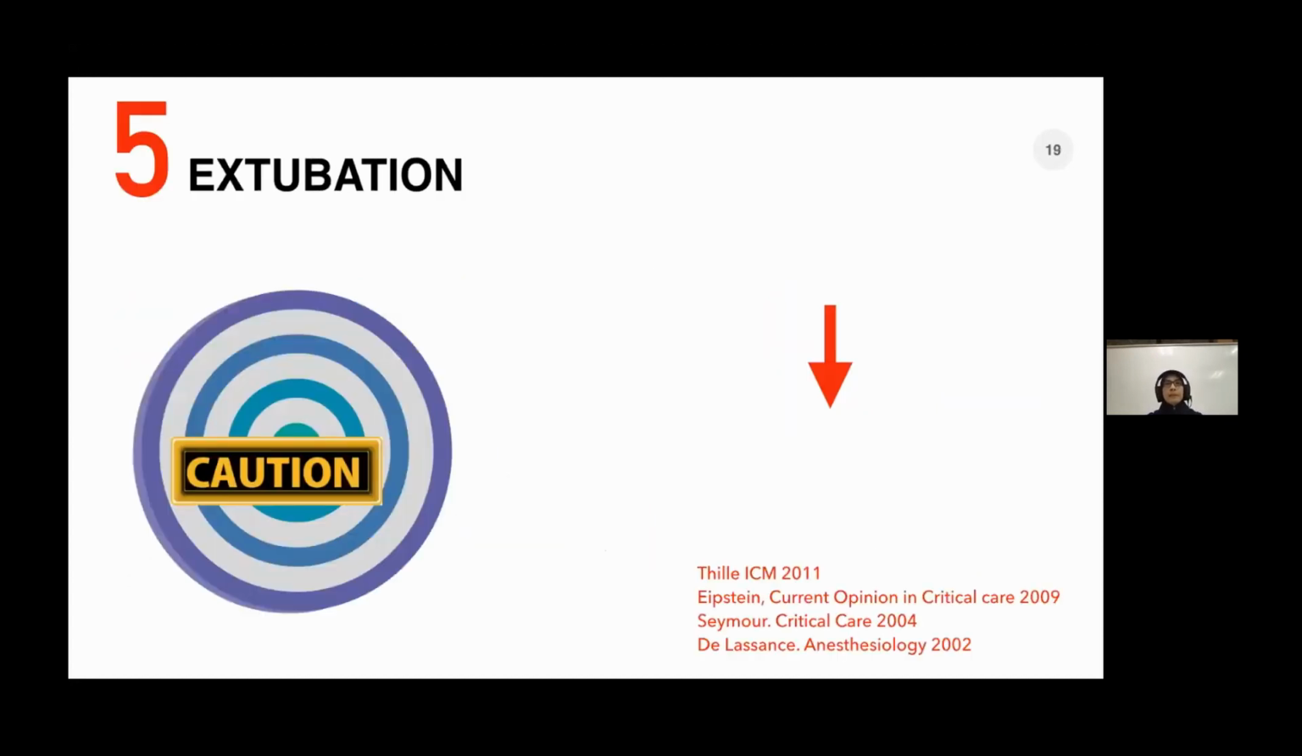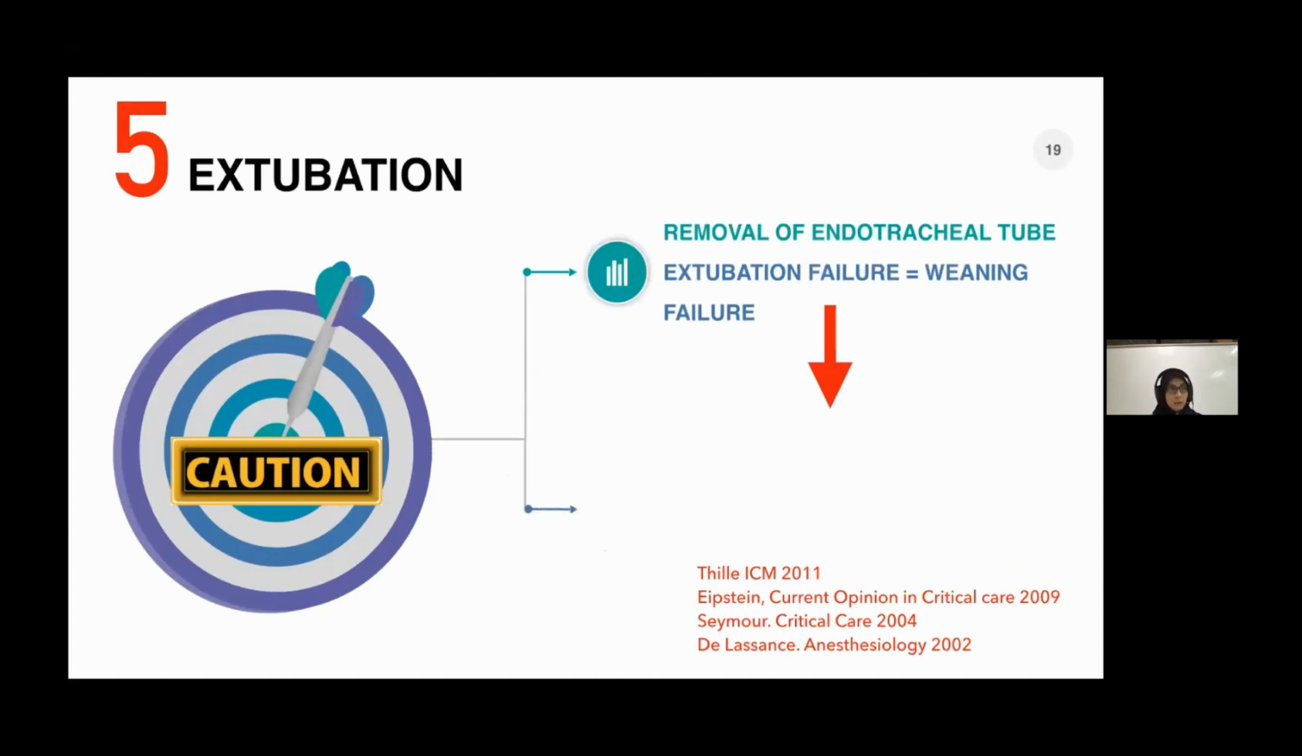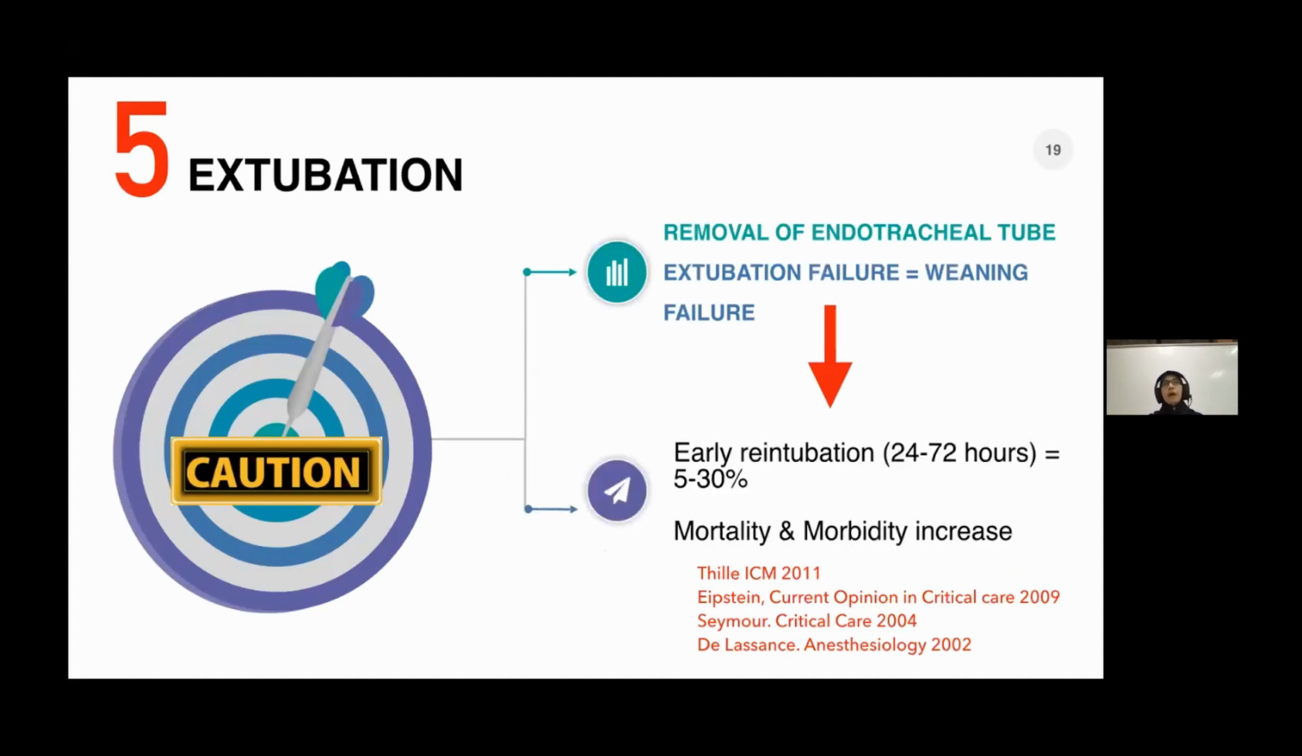But if the parameters are maintained throughout your 30 to 120 minutes of performing SBT, you can go to the next stage, which is extubation. So extubation means you remove your endotracheal tube from the patient. Even though you are able to remove the endotracheal tube, there are chances of re-intubation as early as 24 hours to 72 hours post removal of the endotracheal tube. It can occur in 5 to 30% of patients.